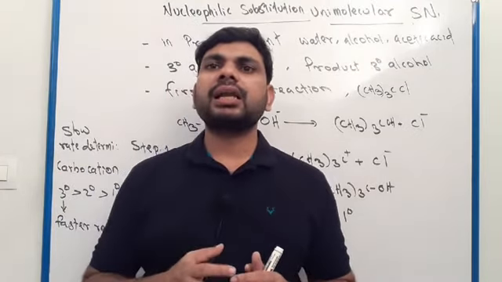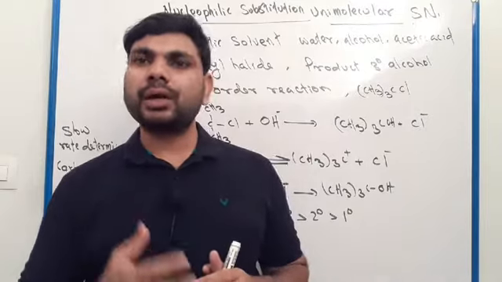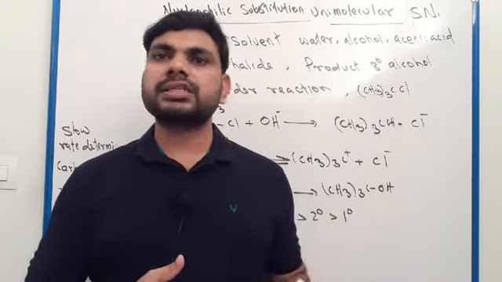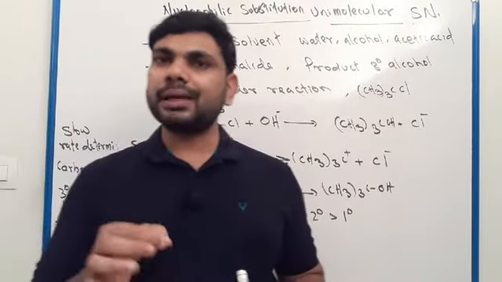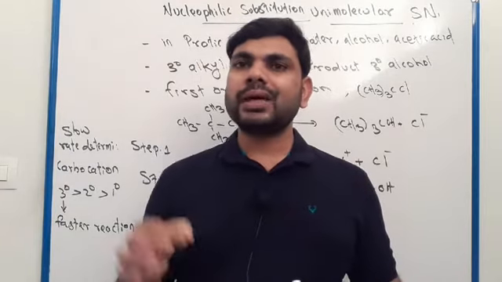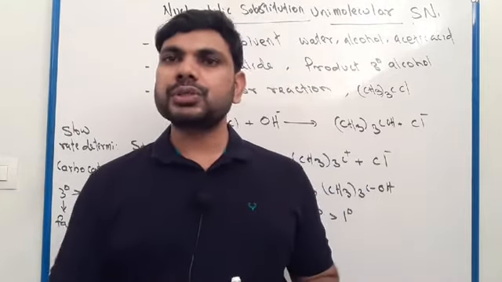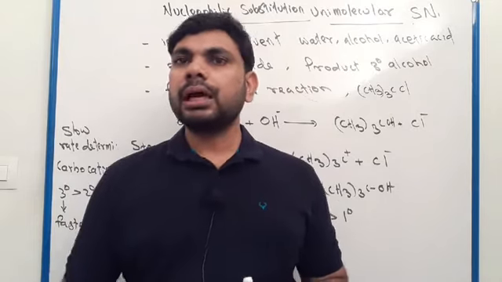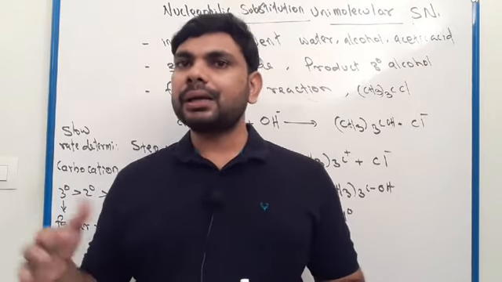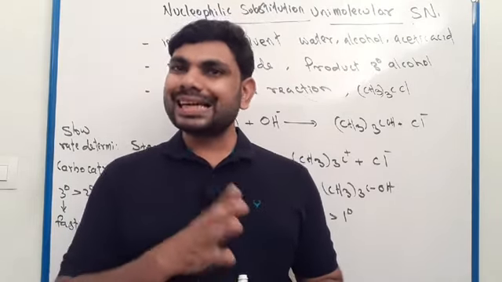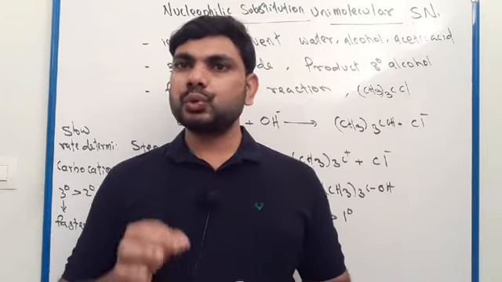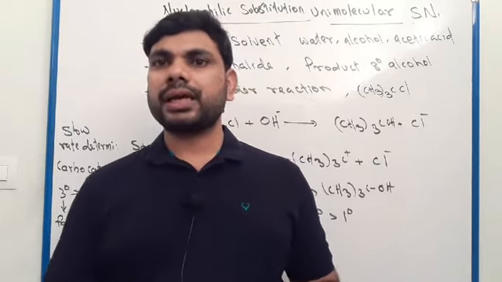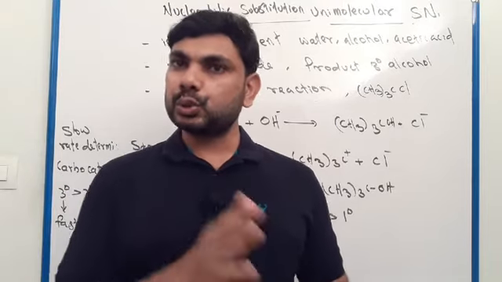Tertiary alkyl halide is involved in the SN1 mechanism. We already discussed the SN2 mechanism: primary alkyl halide is involved in the SN2 mechanism and produces primary alcohol. Okay, it is a second order reaction. The SN2 mechanism is a second order reaction, that's why it is called SN2.